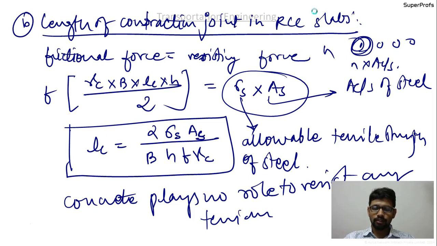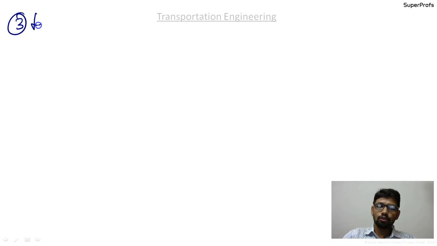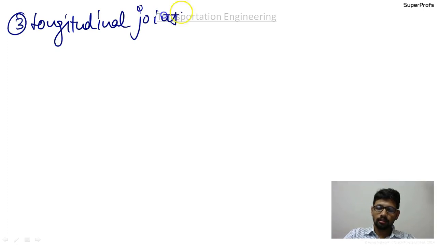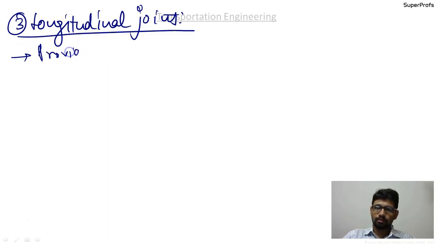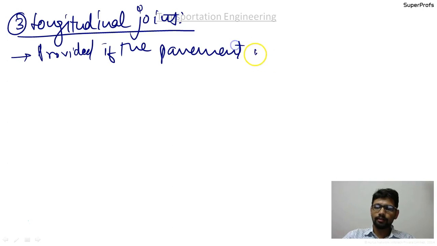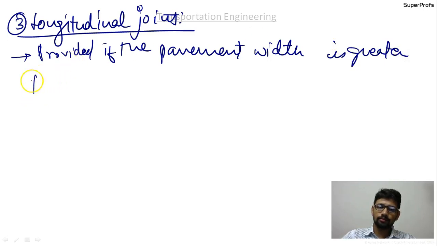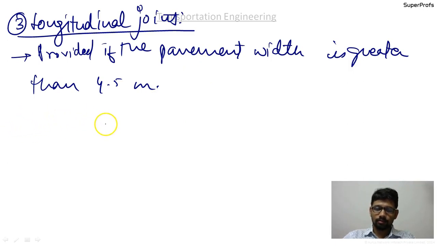So the third one is the longitudinal joints. They are provided if the pavement width is greater than or more than 4.5 meters. Okay, guys? And I'll discuss the bars that we provide in these pavements.